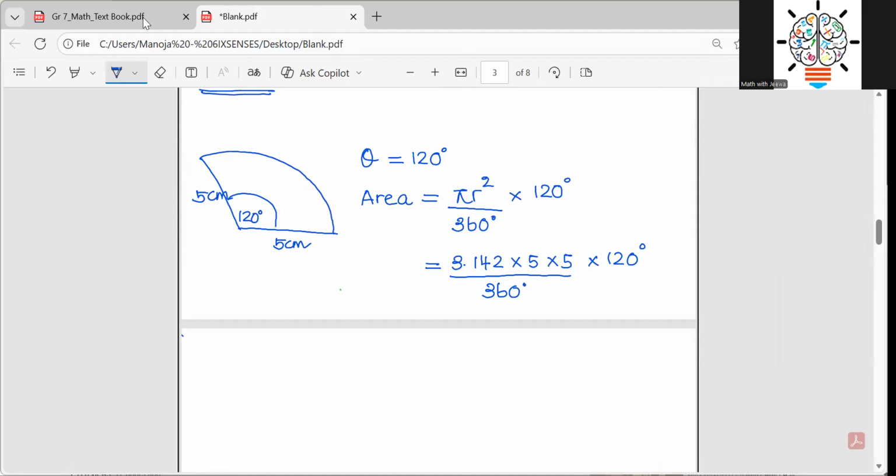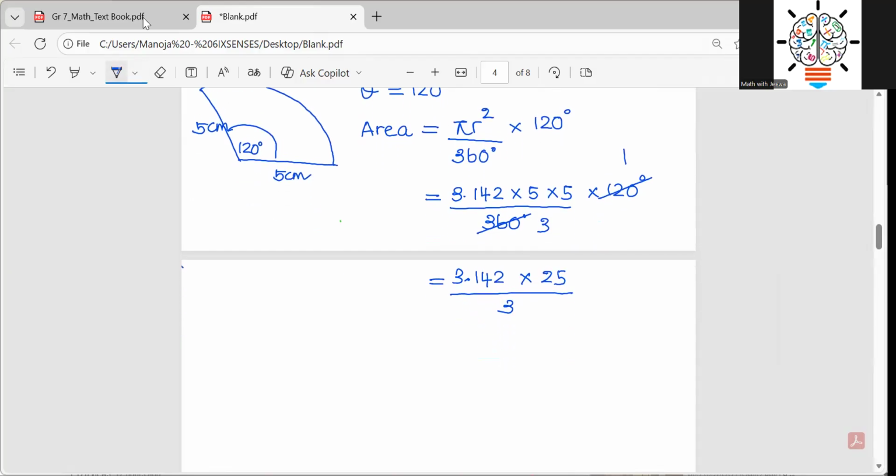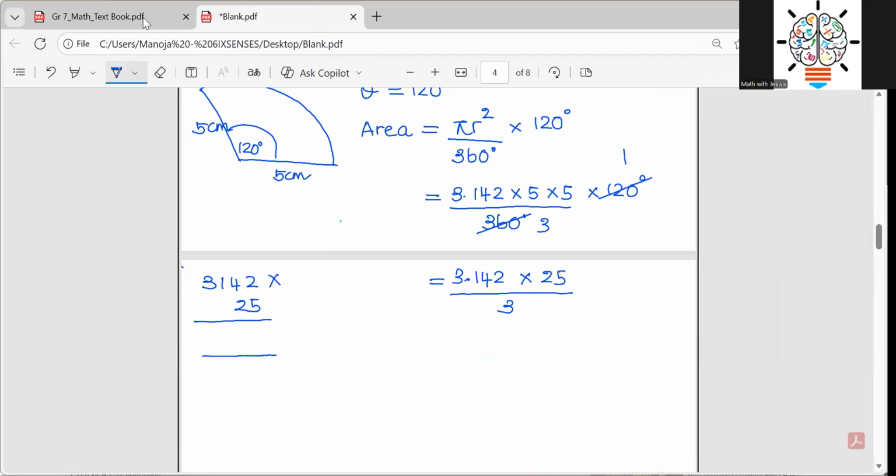12 times 3 is 36. In that case, I can take 120 times 1 and 120 times 3. That is done. Then I have 3.142 multiplied by 25 and divided by 3. 5 times 5 is 25. What am I going to do now? I'm going to write 3,142 and multiply by 25. Now let's see how it works, right? So then you have something like this.